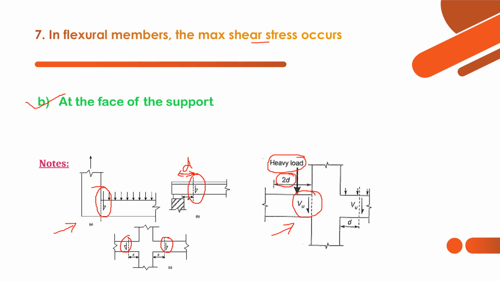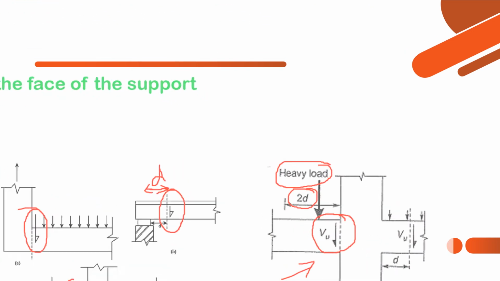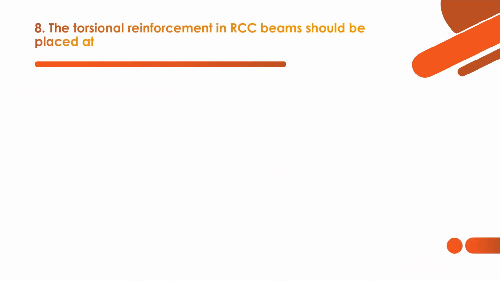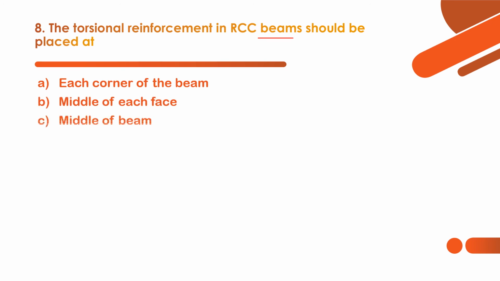Now let's move on to the 8th question. The torsional reinforcement in RCC beams should be placed at. So where does the torsional reinforcement have to be placed in RCC beams: at each corner of the beam, or middle of each face, or middle of beam, or core of beam? So what is the place?